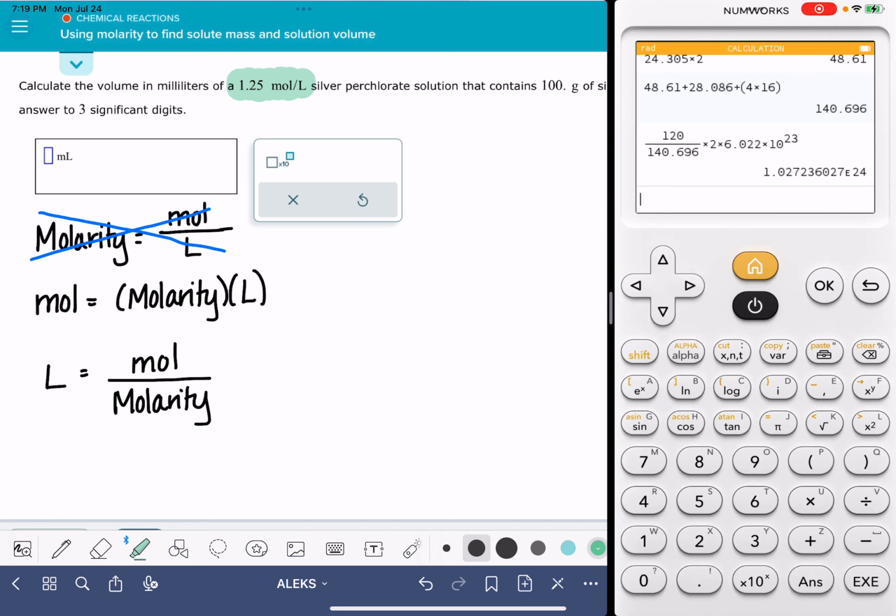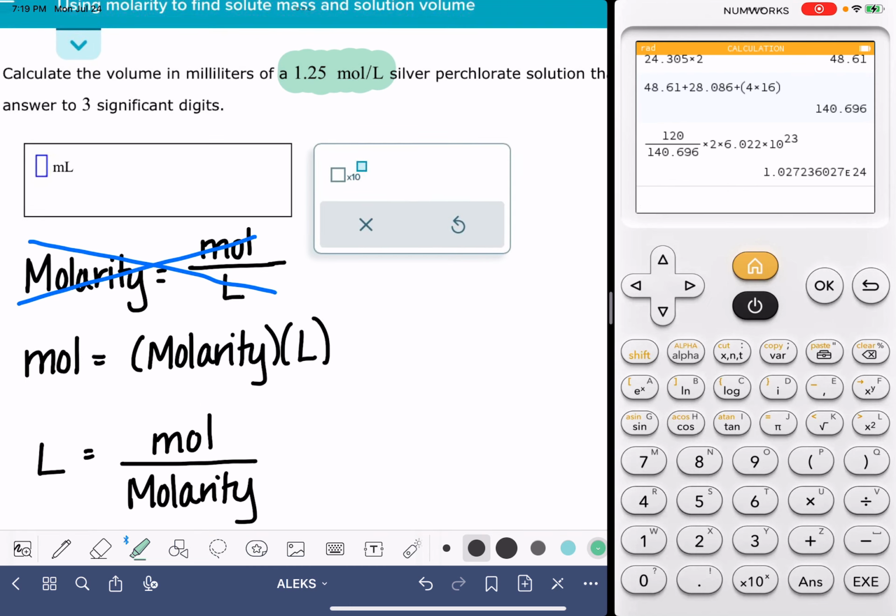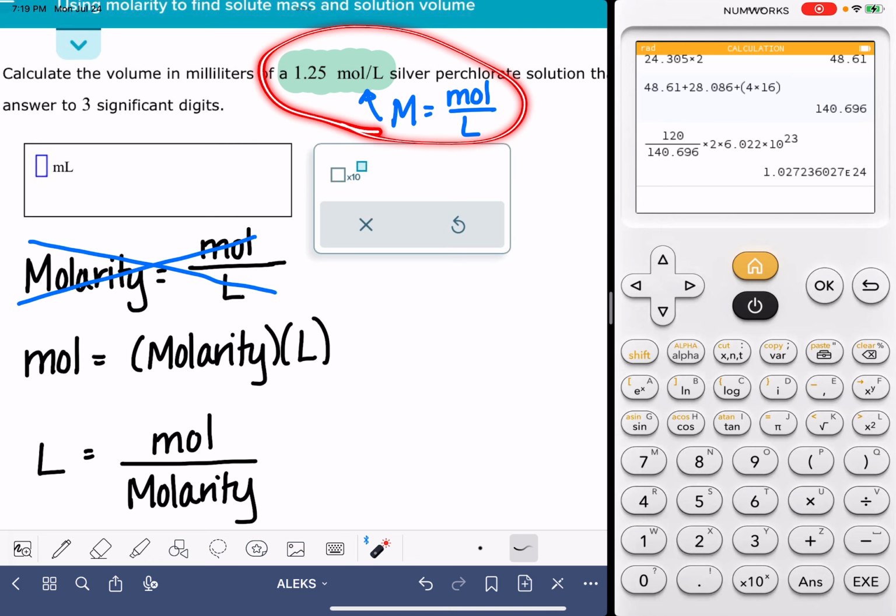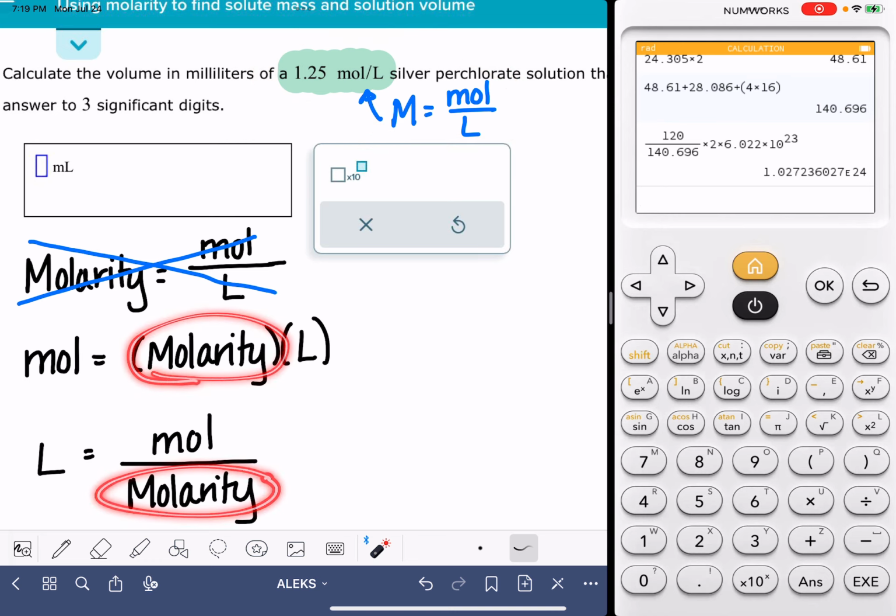So you can see here, I have 1.25. That is my molarity. The units of molarity are actually moles over liter. In some versions of this problem, ALEKS uses the capital M for molarity, but in other versions, like mine, it uses moles over liter in place of molarity. So ALEKS is providing me with the molarity, this value right here.